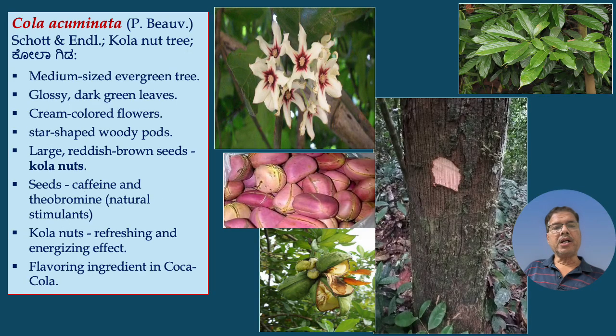Cola acuminata, commonly called the cola nut tree, is a medium-sized evergreen tree with glossy dark green leaves and bears small cream-colored flowers followed by star-shaped woody pods containing several large reddish-brown seeds known as cola nuts. The seeds are rich in caffeine and theobromine, which act as natural stimulants.